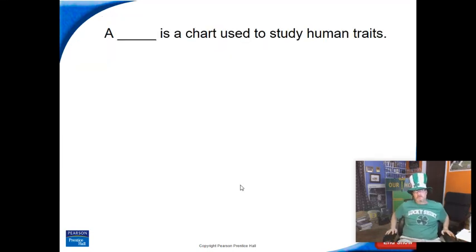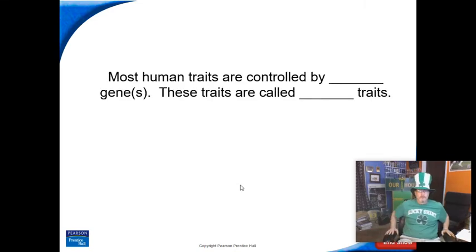Okay, a blank is a chart used to study human traits. What do we call that thing? You might want to take a look back at number 6. Yeah, it's called a pedigree chart. Most human traits are controlled by blank genes. These traits are called blank traits. If you're not sure, take a look back at number 7. Yeah, 7. Many genes, polygenic traits.